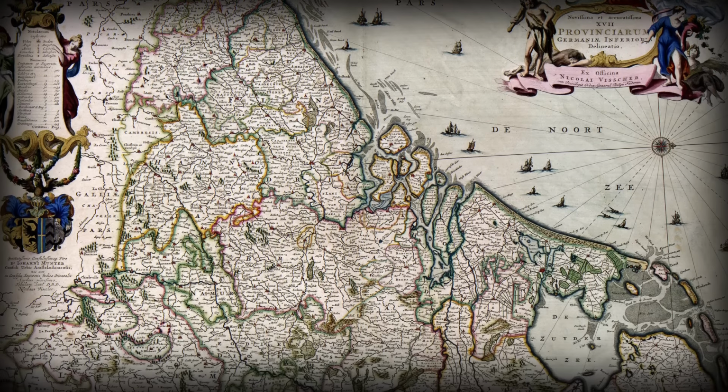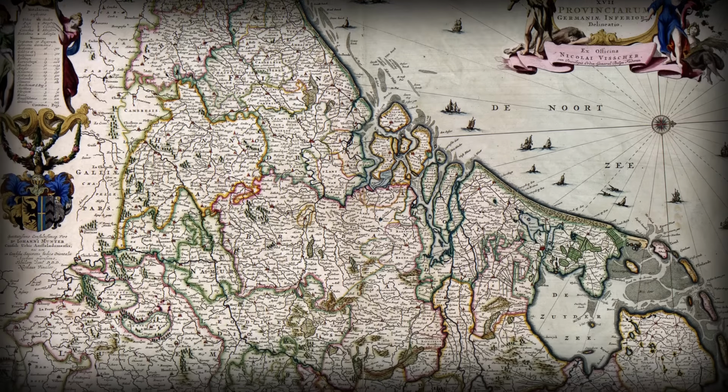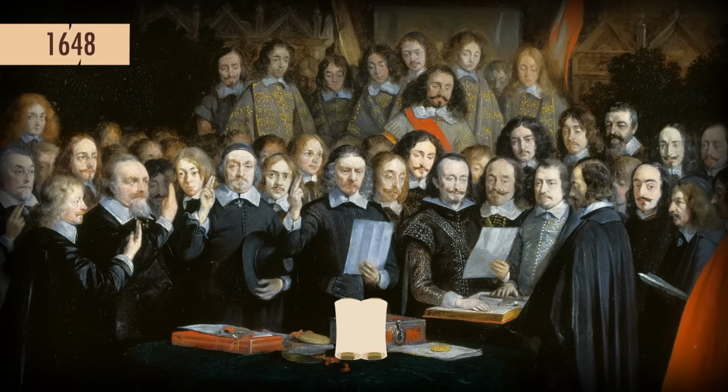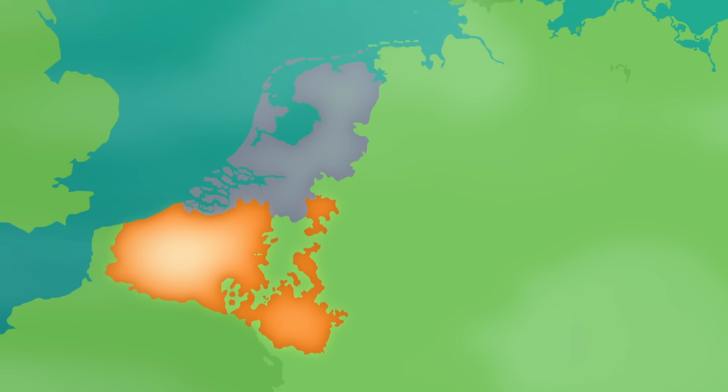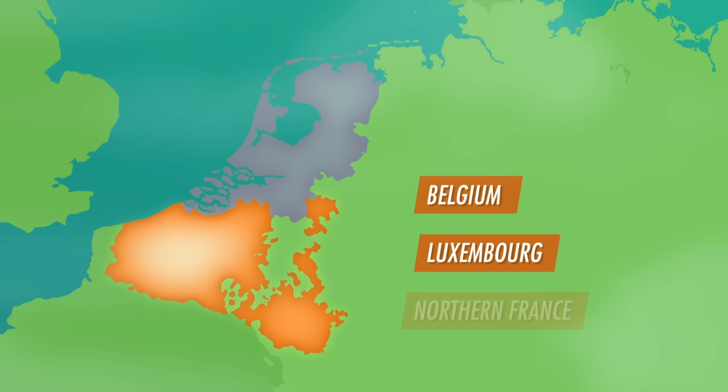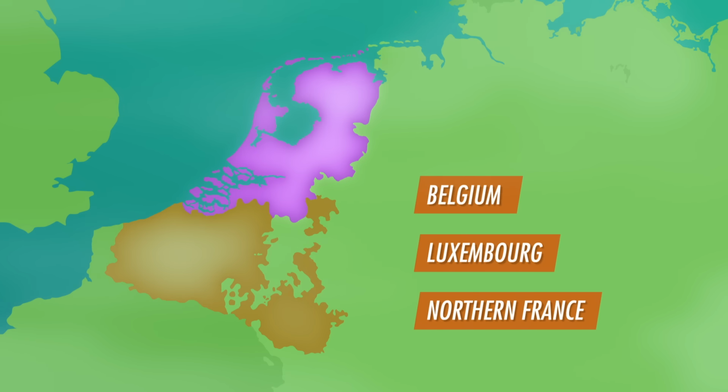by the end of the 16th century, the United Provinces of the Low Countries had become functionally independent from Spain, although it wasn't formalized until 1648 with the Treaty of Westphalia. The southern provinces spun off to constitute Belgium, Luxembourg, and parts of northern France, while the 7 northern provinces became the Netherlands.